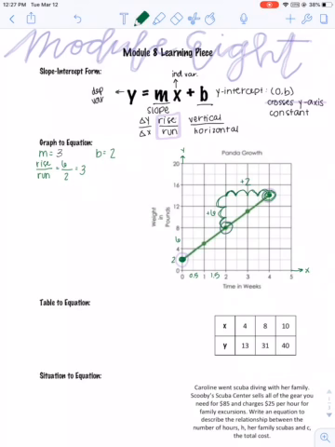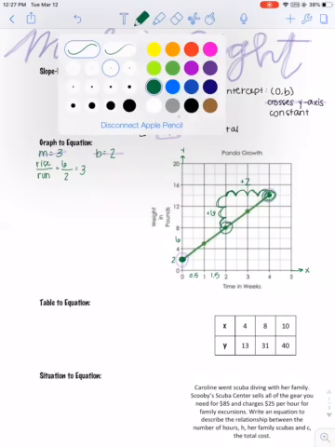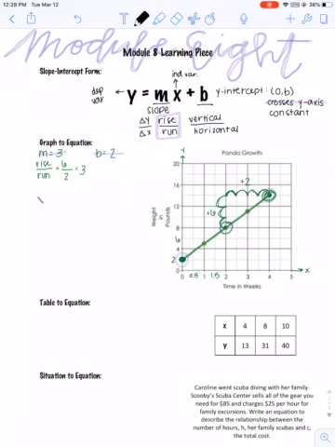Now that I have my m value and my b value, I'm just simply going to plug those into slope-intercept form, and where there was an m, I'm going to write 3. X and y stay the same, and then where there was a b, I write my b value. And then that would be our equation for that graph.